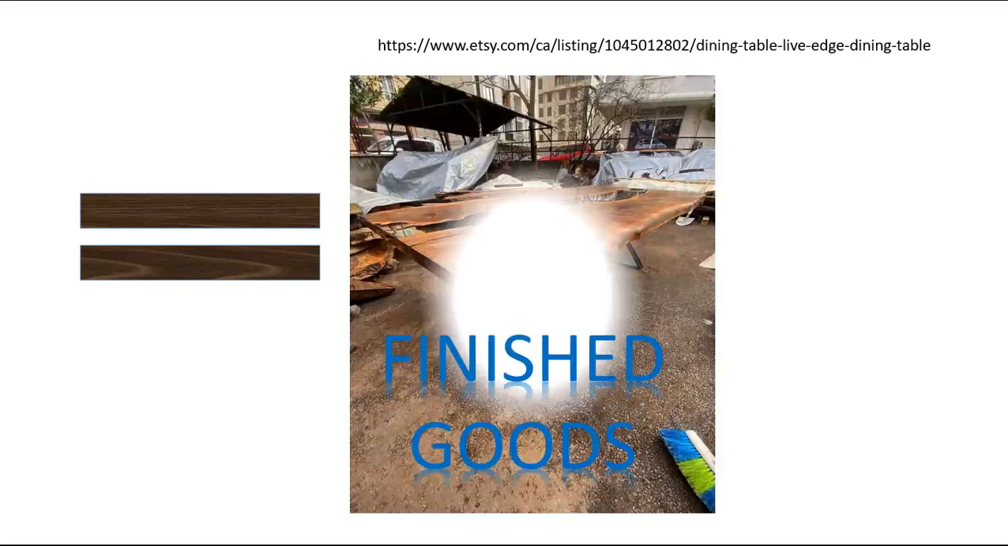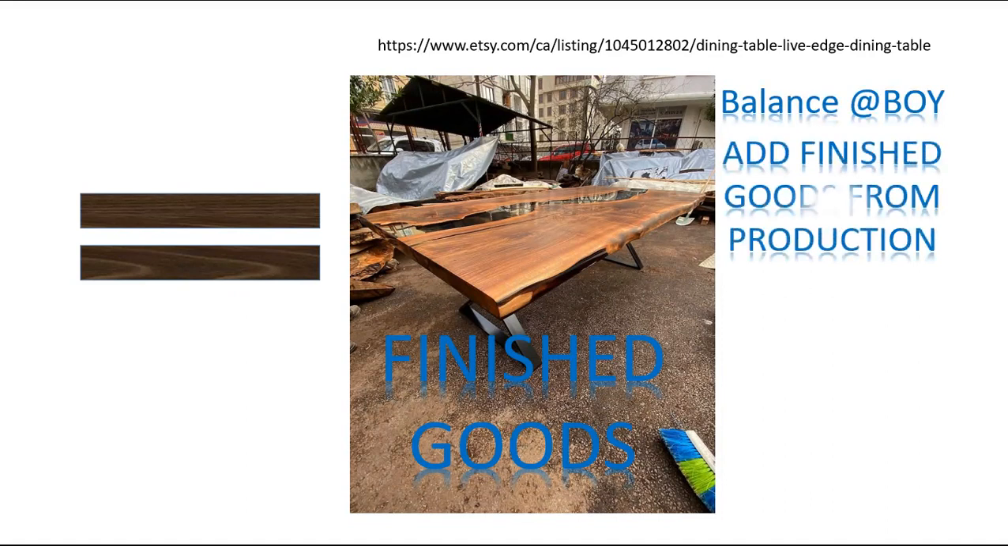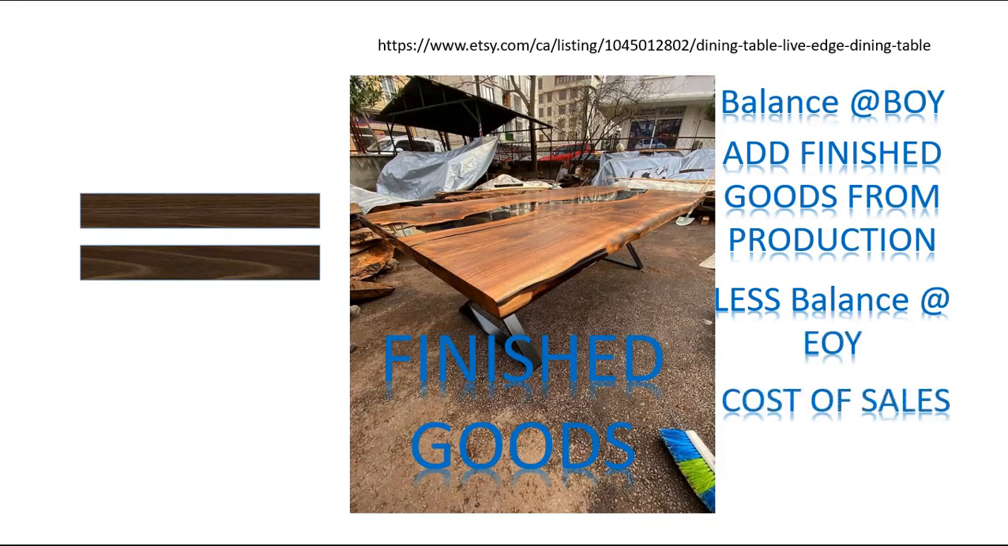Now, with your finished product as well, you can use this to calculate cost of sales. So you look at finished products that were not sold last year, add the ones that were produced this year, which is your total manufacturing cost for this year. Then you minus finished products that were not sold at the end of this year. You will get what we call cost of sales, which is the cost of tables that were actually sold. That's it.